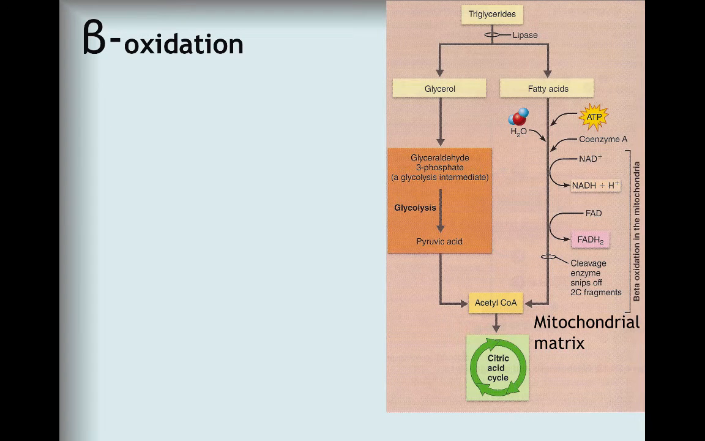Here's an overview of beta oxidation. And again, up at the top, we have our triglyceride. And so the first thing that we have to do is go through lipolysis to break the fatty acids off of the triglyceride. Now the fatty acids can go ahead and go through beta oxidation. And here's a little bit of a schematic representation of that. And you look at what's happening right here.